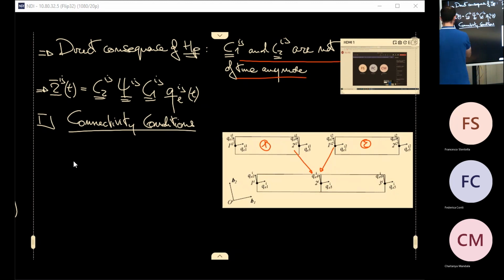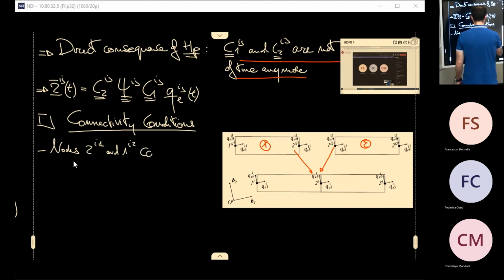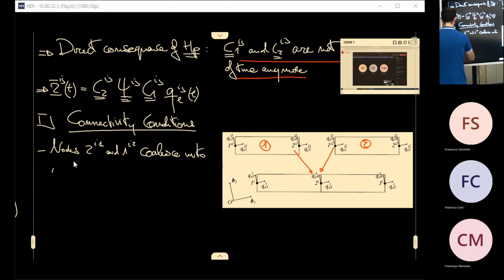So if you do this consideration, you could write that nodes I1 and I2 coalesce or merge to I. In this case, you lose the information on the element, because here you only have an I. At that point, this is information only associated to the overall body. So the J index vanishes.